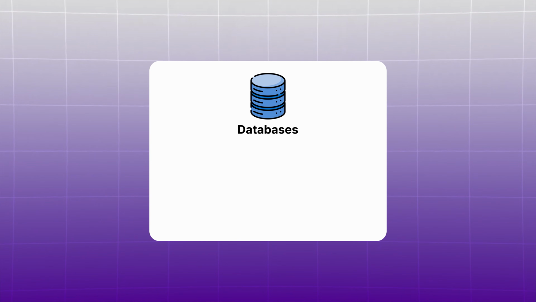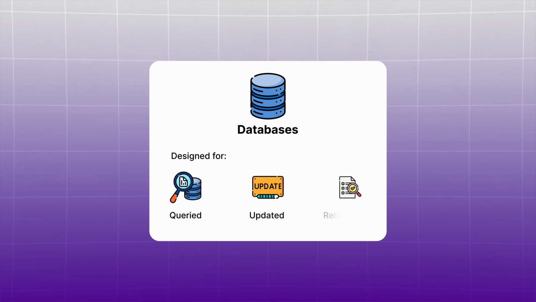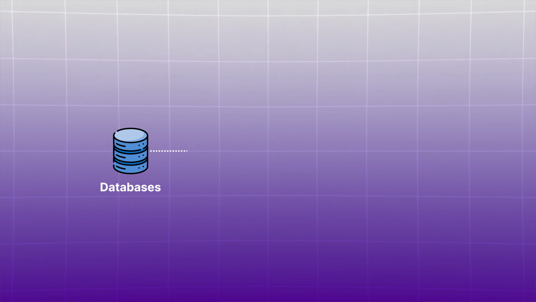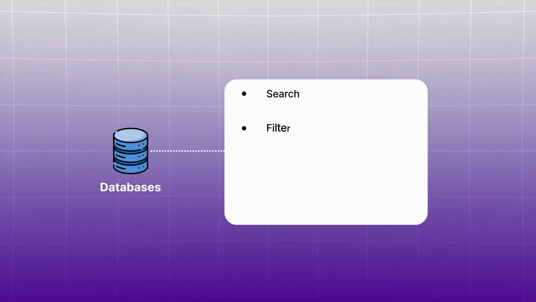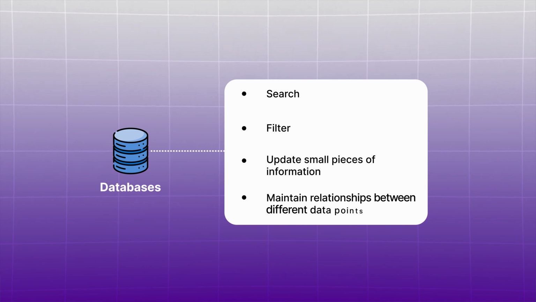Databases, on the other hand, are designed for storing data that needs to be queried, updated frequently, and has relationships between different pieces of information. Unlike S3, where you're dealing with complete files, databases let you work with individual pieces of data within a larger structure. They are built for scenarios when you need to search, filter, update small pieces of information, and maintain relationships between different data points. So let's talk about the two main types of databases that AWS offers, because choosing between them is all about understanding what kind of data that you are working with.